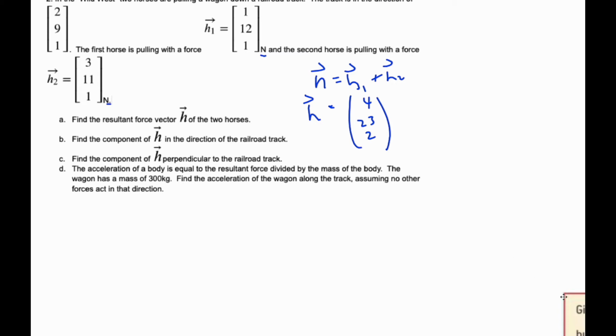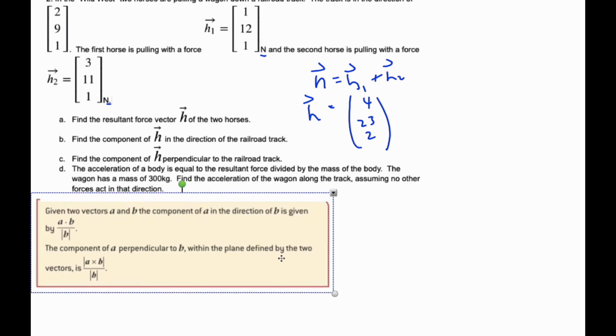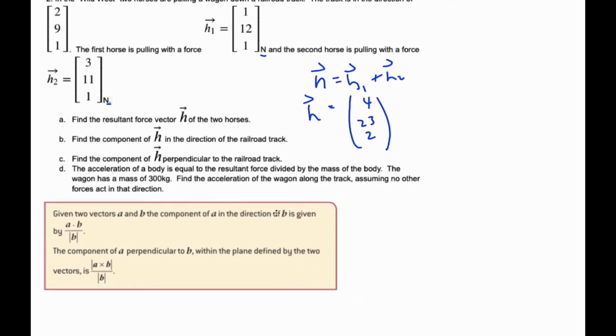Well, if we remember these two bits of information here, we know the component in the direction of B is given by this particular scenario here. So when I think about what is happening, I have my railroad track and there's two horses. They're not very smart, so the resultant is just off the actual track. They're fighting each other because maybe one's going on their side, but the resultant is just off the track. So this is H, and this is vector T, which is 2, 9, 1.